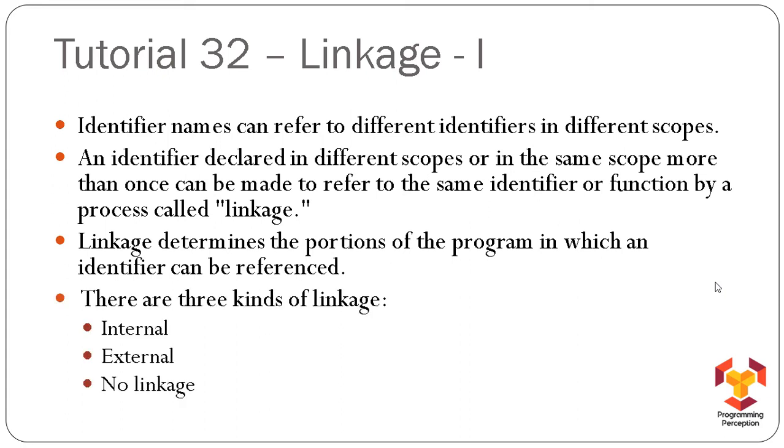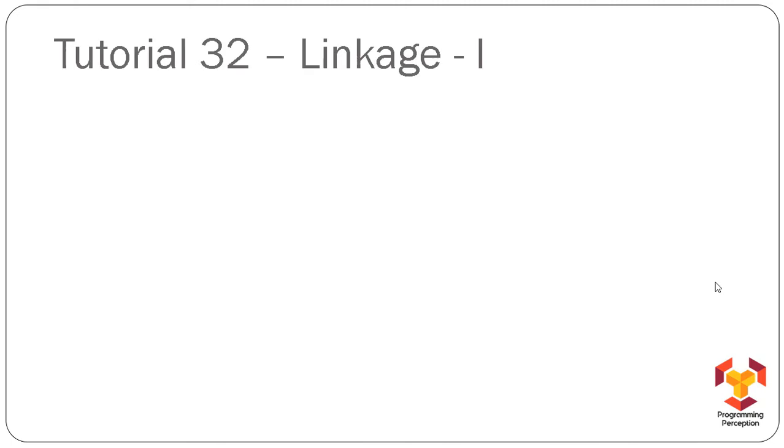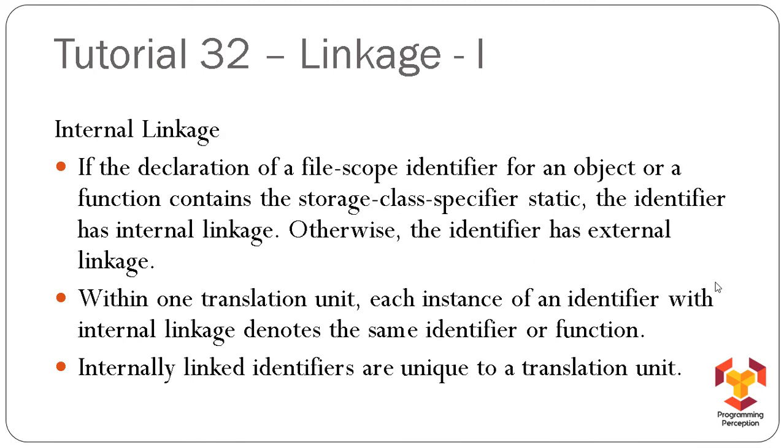So there are three kinds of linkage: internal, external, and no linkage at all. And in this tutorial, our focus will be on internal linkage. Now if the declaration of a file scope identifier for an object or a function contains the storage class specifier static, the identifier has internal linkage. Otherwise, the identifier has external linkage.